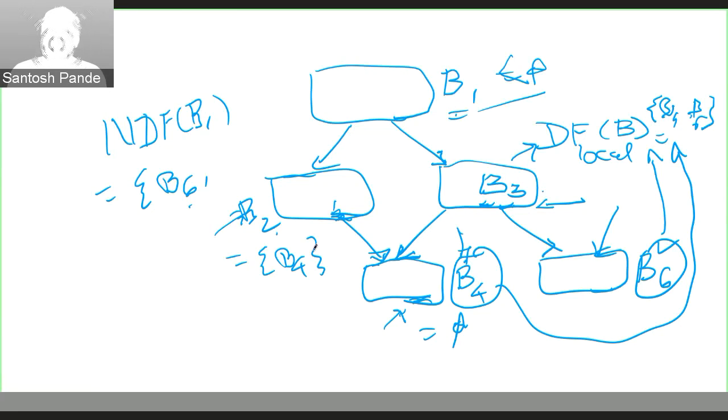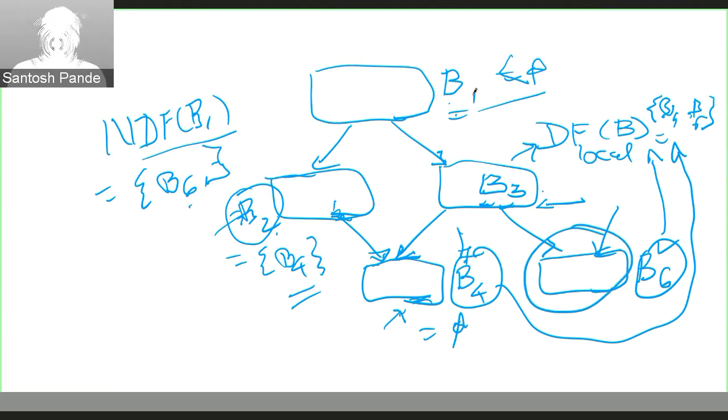Next, we go to B2, which is another node which is dominated by B1, and examine B2's dominance frontier, which happens to be B4, which we computed earlier as a local dominance frontier. So we can see that in this particular case, we should be examining whether we should include B4 in B1's dominance frontier. And of course, the answer is no, because B4 is again dominated by B1, so it cannot be in B1's dominance frontier. And so that's why the non-local dominance frontier of B1 happens to only include B6, which is this node.